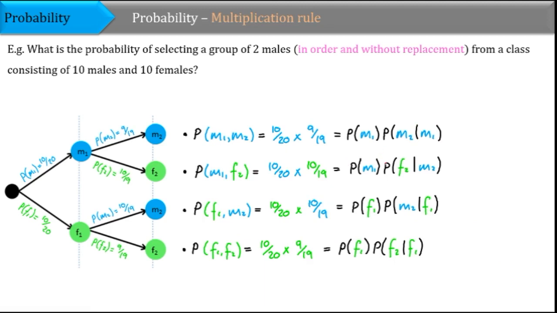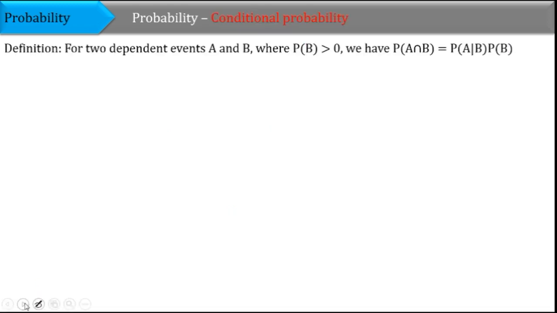Right, so we do the same with the others. This male over here, which should be an M1, has an effect on the female second. This female over here has an effect on the male second, and this female over here has an effect on the female second. Right, so that is conditional probability, where one event is dependent on another, or it is affected by another. Right, so that brings us to the section on conditional probability.